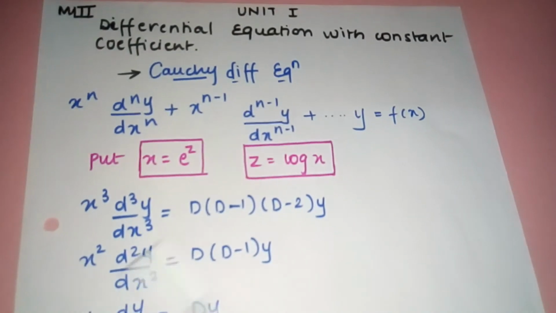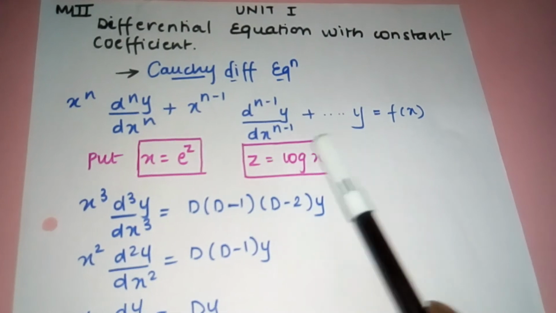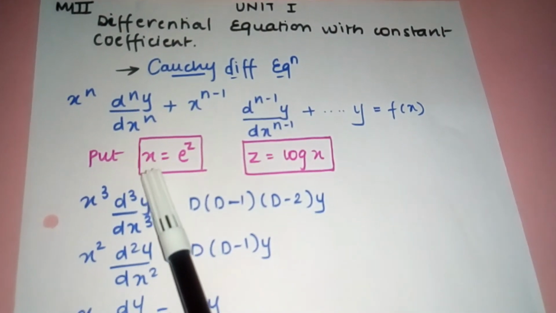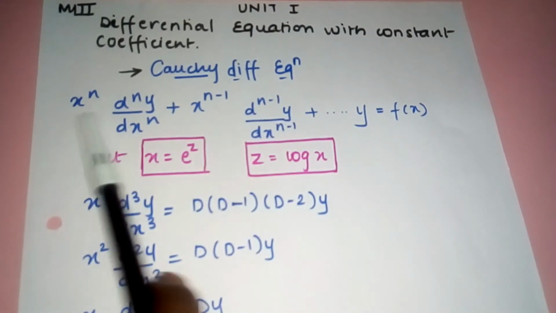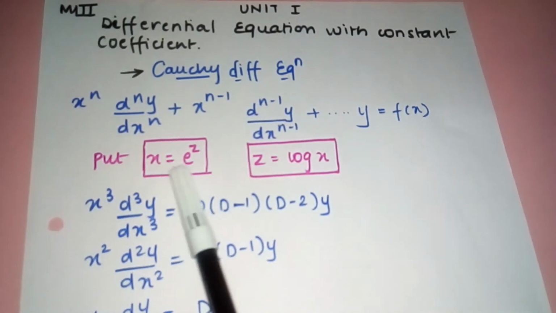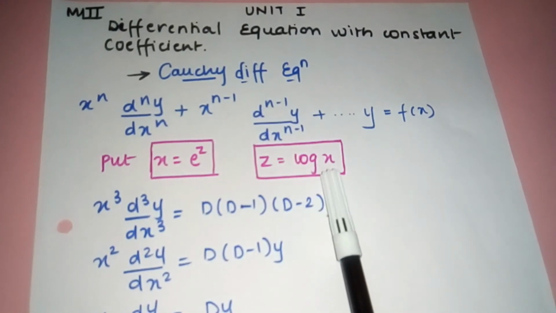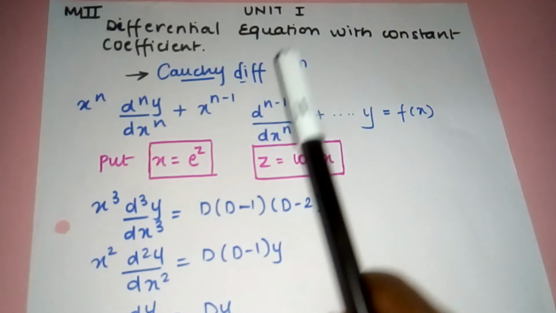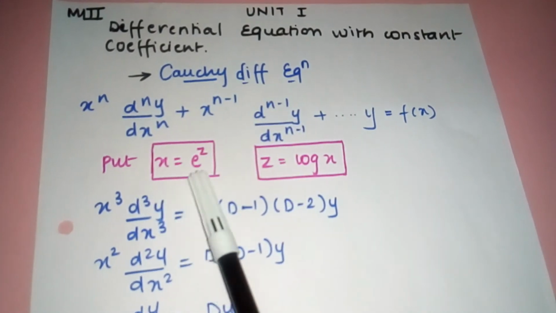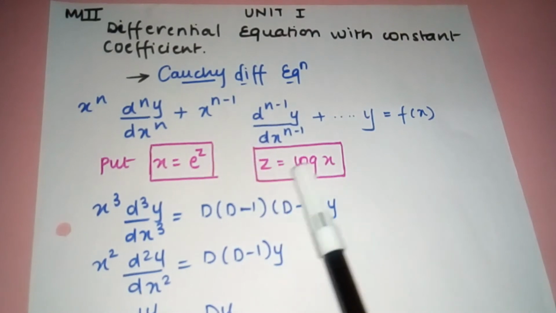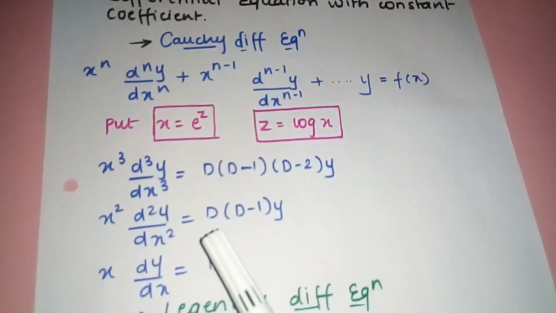When we understand it is a Cauchy sum, then after writing the sum, we have to put x equal to e raised to z. Wherever we have x in the sum, we put e raised to z, and then z is equal to log x. This is the important thing to remember in Cauchy: as soon as the sum starts, we put x equal to e raised to z and z equal to log x. Then we simplify it.